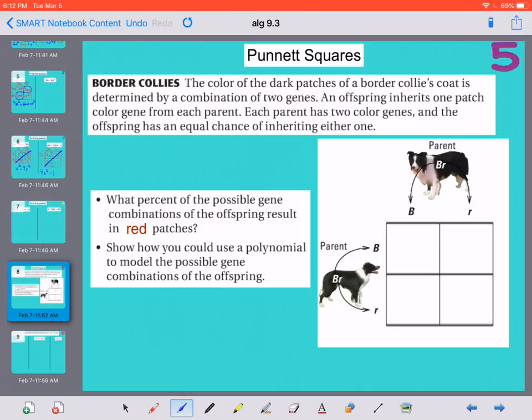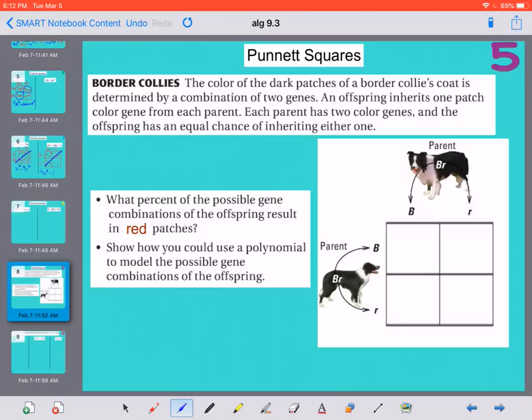So it says the color of the dark patches of a border collie's coat is determined by the combination of two genes. An offspring inherits one patch color gene from each parent. Each parent has two color genes, and the offspring have an equal chance of inheriting either one. What percentage of the possible gene combinations of the offspring result in red patches?